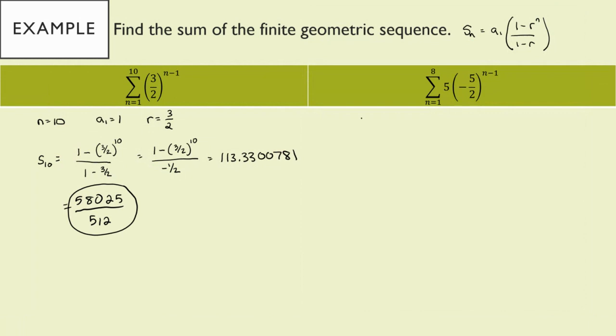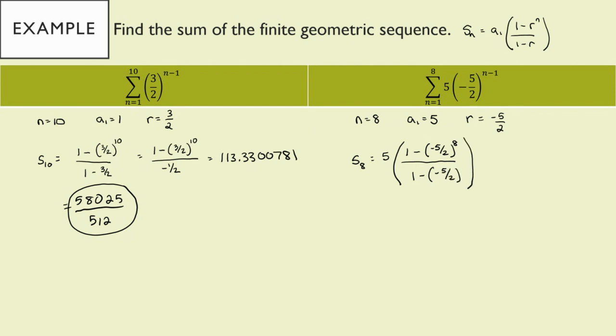So second example here, n is 8 in this case. A1 is 5, and then R is negative 5/2. So we're going to fill in the formula. Sn equals A1, so 5 times 1 minus negative 5/2 to the n. So it's going to be the 8th power, over 1 minus R, so 1 minus negative 5/2.